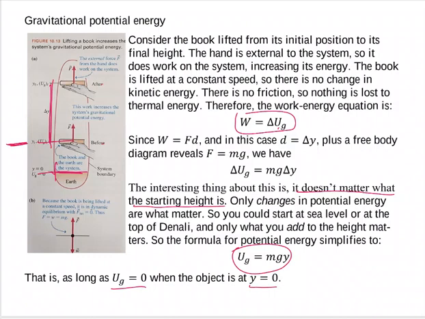I can be on top of the table when I start. I can be on the floor when I start. I can be 5 feet above the table when I start and then move. Then I have a change in potential energy. So that's the interesting part. And that's kind of what is confusing, maybe, when you first get started with potential energy.